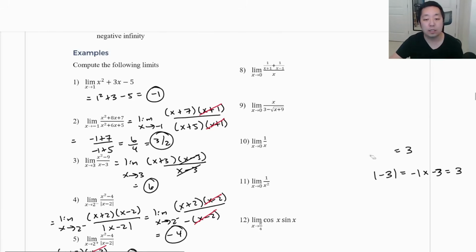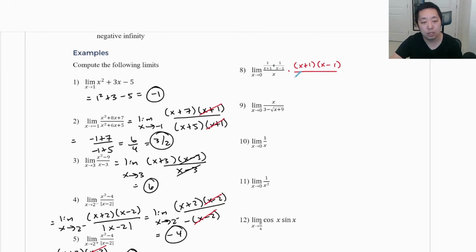Let's look at number 8. When you have a fraction, there are a couple ways to do this. Again, when you plug in 0, that's a plus sign, so it's going to be 1 plus negative 1, which is 0 over 0. Now, there's a couple ways to do this. You can combine this fraction, or you can clear out the fractions by multiplying the top and bottom by x minus 1. This is probably the cleanest way, but you could also do common denominators and add the two fractions, okay?